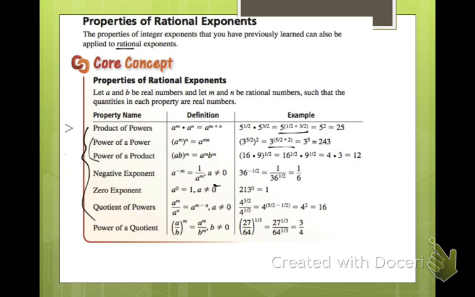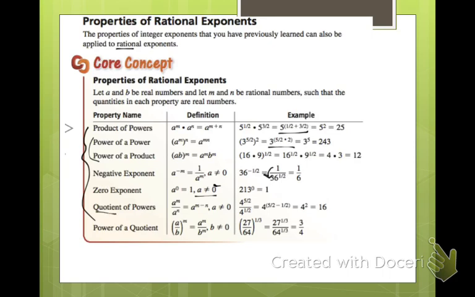Negative exponents, you know that if something's raised to a negative exponent, you can rewrite it as a positive exponent by dropping it into the denominator if it starts in the numerator, or putting it up in the numerator if it started in the denominator. For a zero exponent, it still equals 1, although you cannot raise 0 to the 0 power.